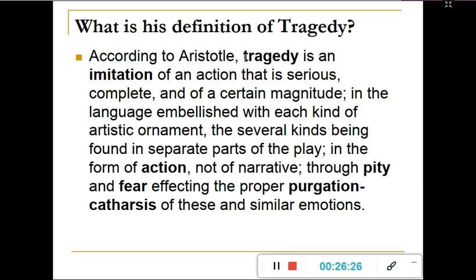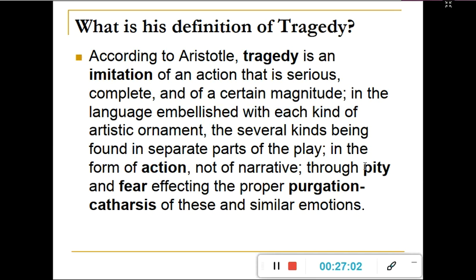According to Aristotle, tragedy is imitation. وده اللي على فكرة قلنا عليه سؤال ممكن يجي short notes يقول لي write short notes on the definition of tragedy. يبقى tragedy is an imitation of action that is serious, complete, of a certain magnitude, in a language embellished with each kind of artistic ornament، يعني devices. The several kinds being found in separate parts of the play, in the form of action, not a form of narrative، لأن دي الاختلاف ما بين التراجيدي أو الدراما والنوفل والناريشن.